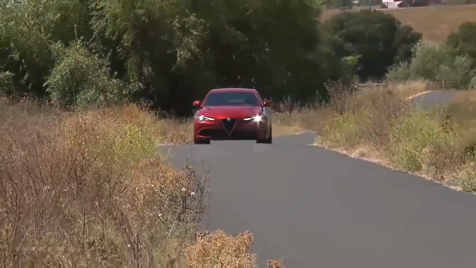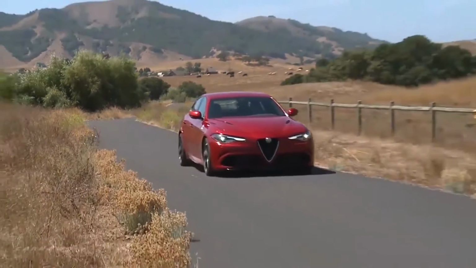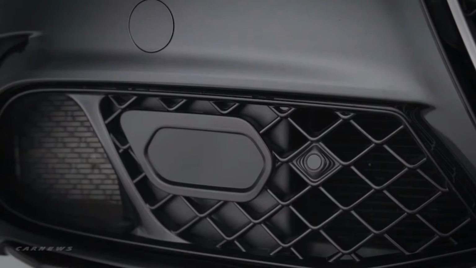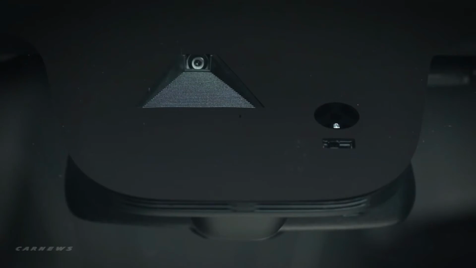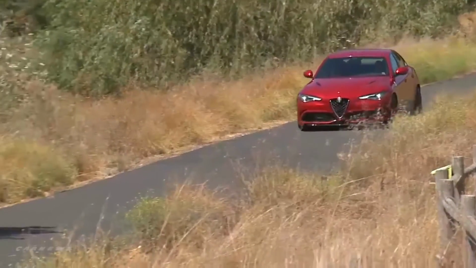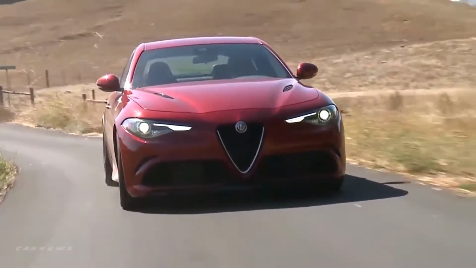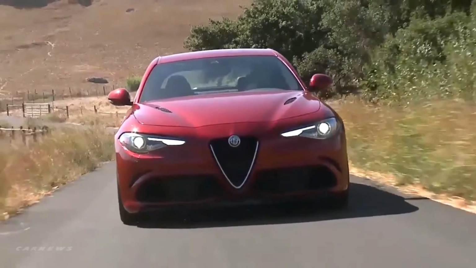Forward collision warning can alert you to potential front-end collisions. The system is designed to help prevent or reduce the effects of a potential accident. The system uses a radar behind the front bumper and a camera mounted in the center of the windshield. It activates at speeds above 4 miles per hour or 7 kilometers per hour, or lower than 124 miles per hour or 200 kilometers per hour.